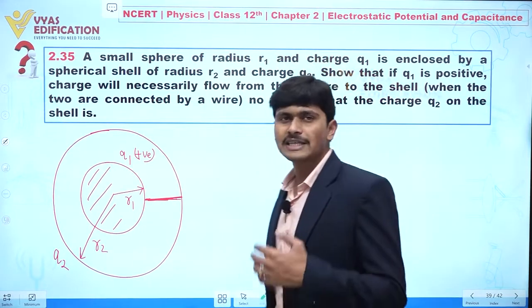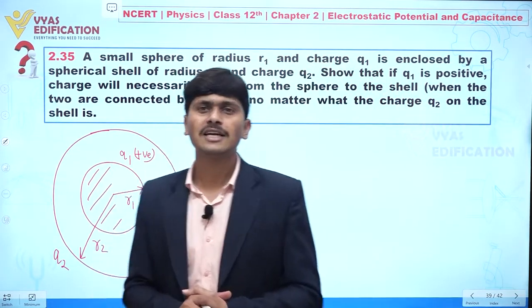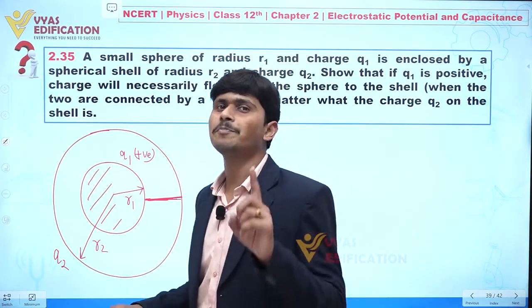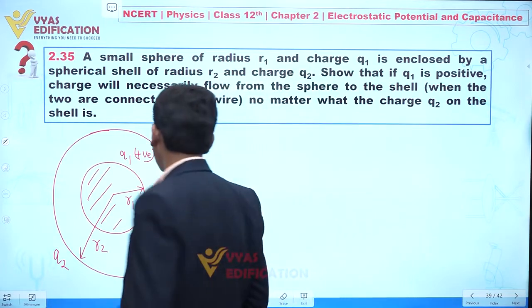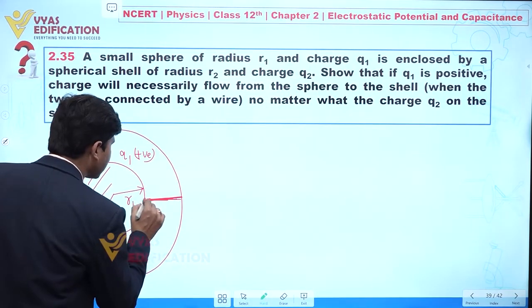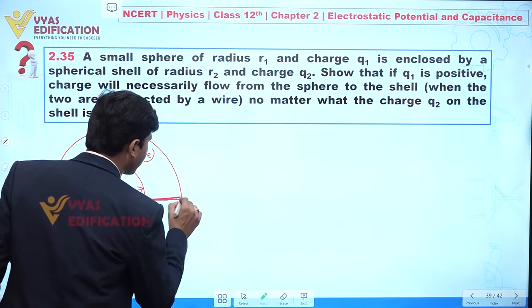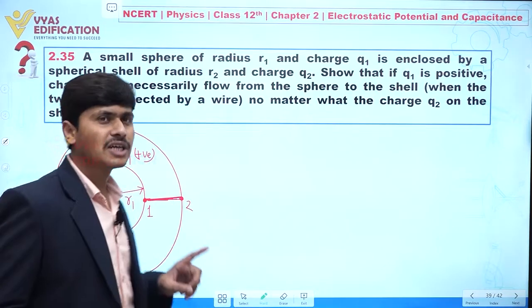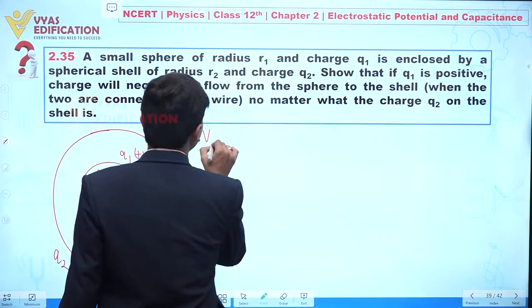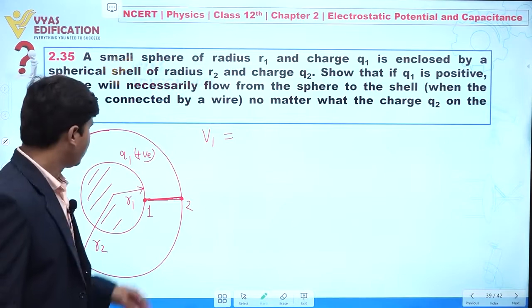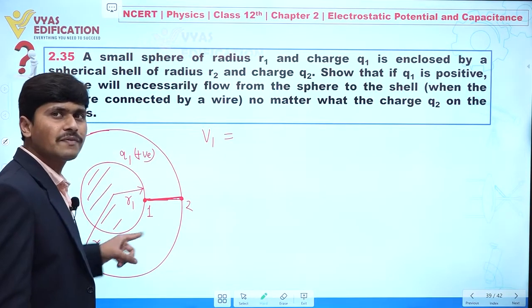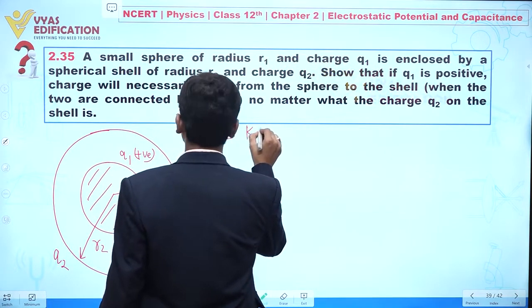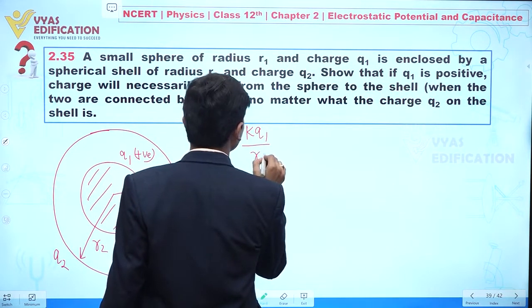How can we find which side the charge is flowing to? For that we have to find the potential at the two surfaces. Let's suppose this is point number 1 and this is point number 2. First, can we calculate the electric potential at point 1? Listen carefully. This point lies on the surface of the inner sphere, so the potential can be written as V1 = K Q1 upon R1.